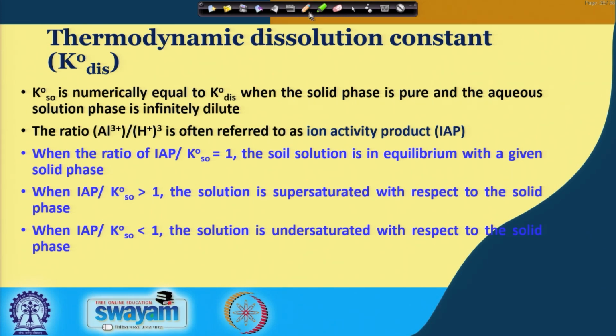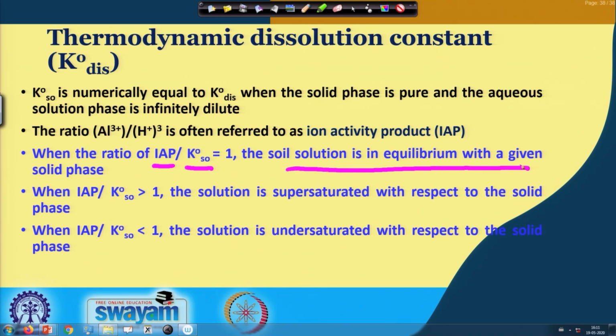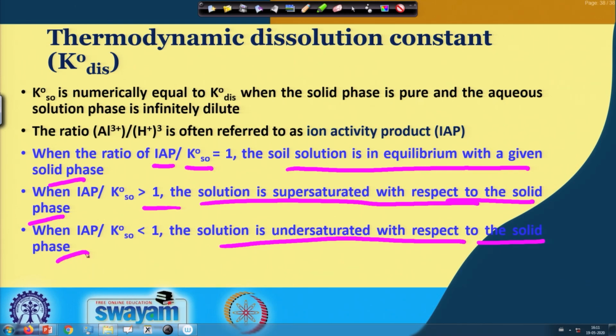So, when the ratio of this ionic activity product by this K0SO is equal to 1, then the solution is in equilibrium with the given solid phase. When this ratio becomes greater than 1, then the solution is supersaturated with respect to the solid phase, and when this ratio is less than 1, the solution is undersaturated with respect to the solid phase.